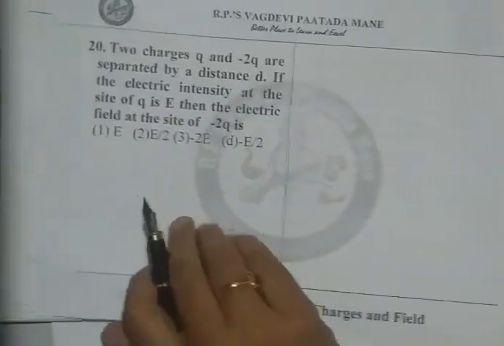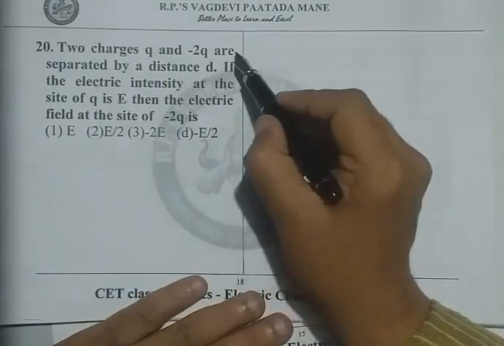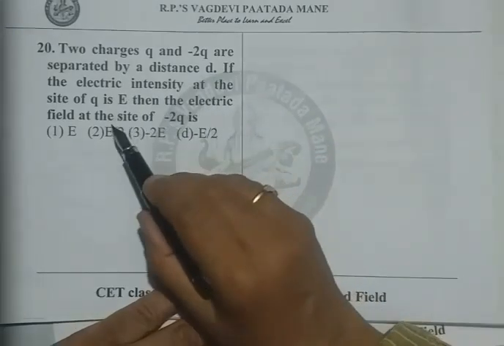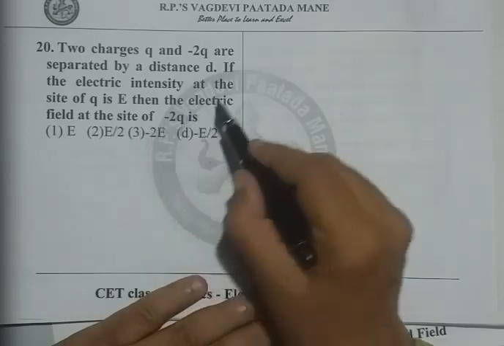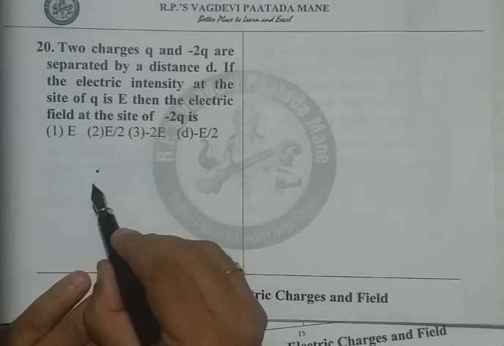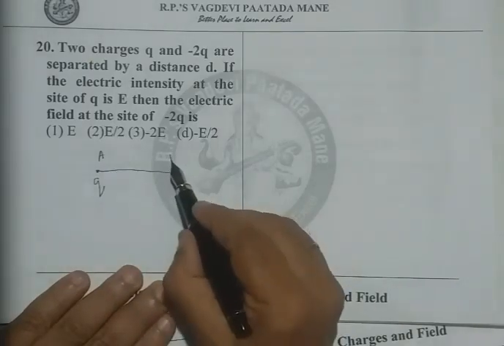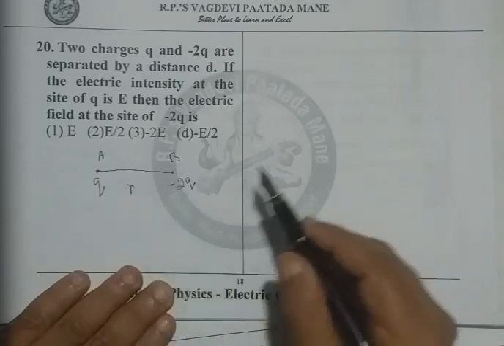Now, going for the 20th question, we read: two charges Q and minus 2Q are separated by distance D. If the electric intensity at the site of Q is E, then the electric field at the site of minus 2Q is. Say I write the diagram like this. The first charge is Q here, I call it A. And then at B, minus 2Q is there, and the distance is R.